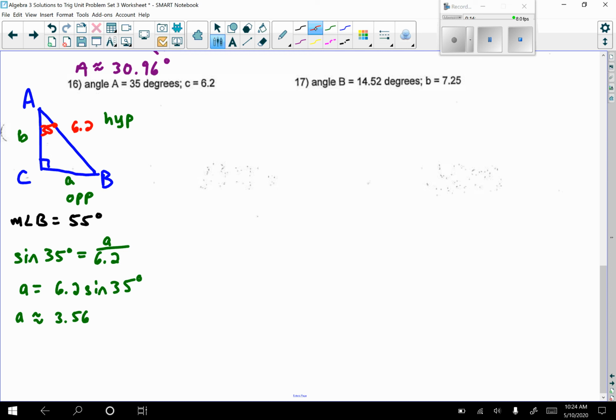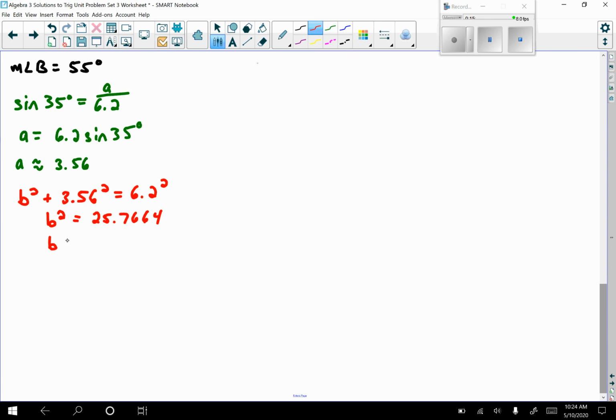All right, now to find side B, we could use Pythagorean theorem. So we'll say B squared plus A squared, which is 3.56 squared, is going to equal 6.2 squared. So B squared is going to equal, once I square 6.2, I'm going to subtract the 3.56 squared. So this will give me about 25.7664. And taking the square root of that, B is approximately 5.08.